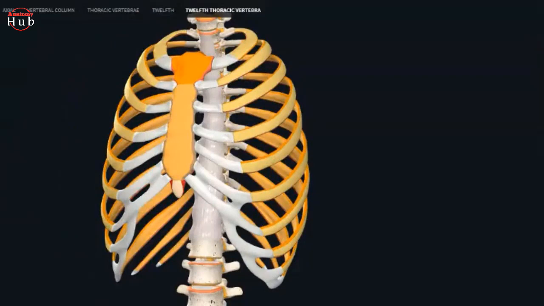One more doubt. Yes. The 11th and the 12th rib, do they not articulate with the upper vertebrae? No. They have only a single facet.